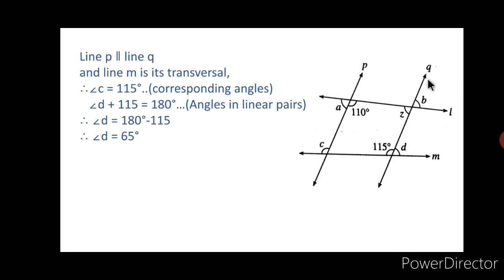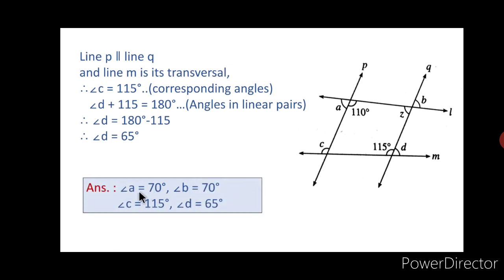Line P is parallel to line Q, and when we consider the line M as transversal, then angle C is 115 degrees because these are corresponding angles. And now we are going to calculate angle D. Angle D plus 115 degrees is equal to 180 degrees because these two angles are in linear pair. Angle D is equal to 180 degrees minus 115 degrees, then angle D is equal to 65 degrees.